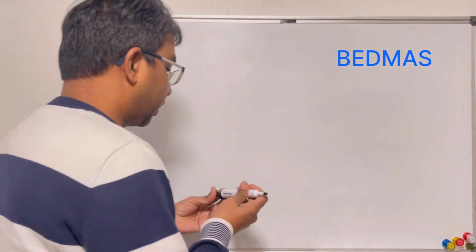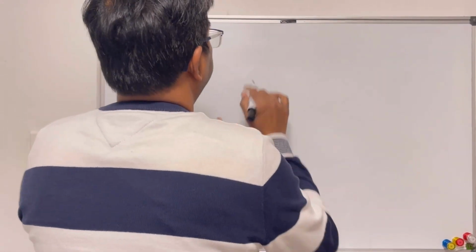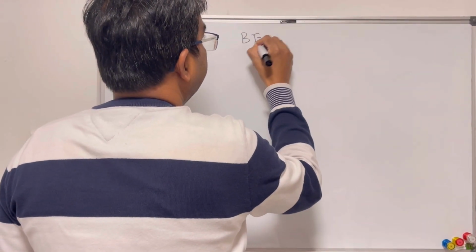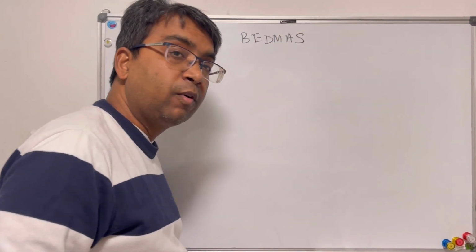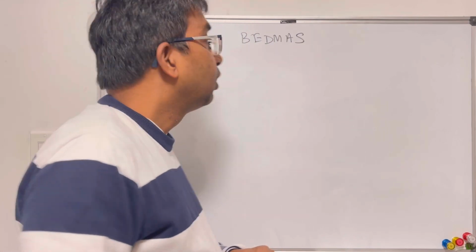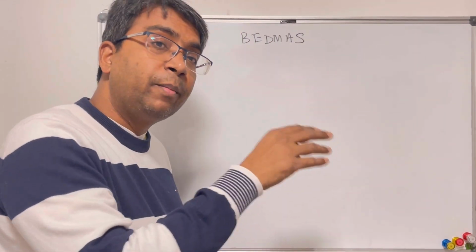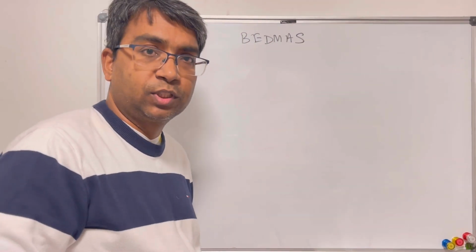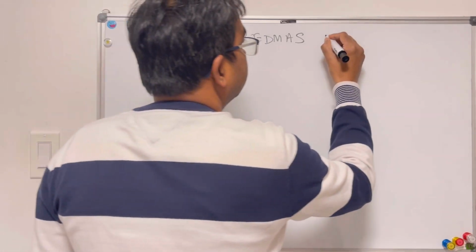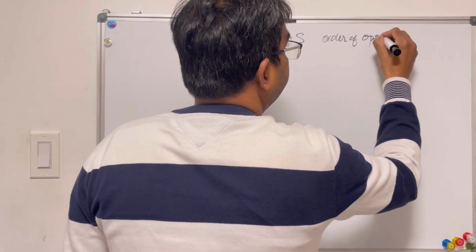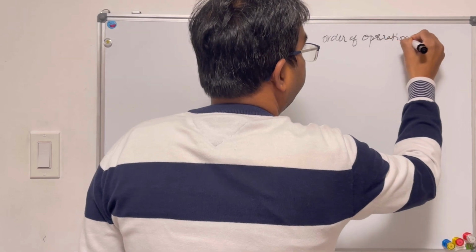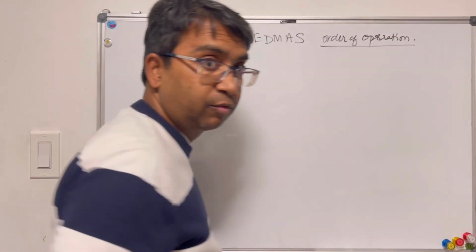Today we will learn about BEDMAS. What is BEDMAS and how is it operated? BEDMAS is actually the order of operation of a mathematical problem, a mathematical equation you can say. Order of operation means in what order a mathematical operation will be solved.